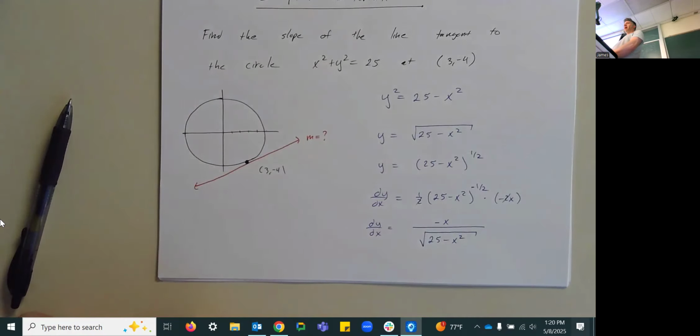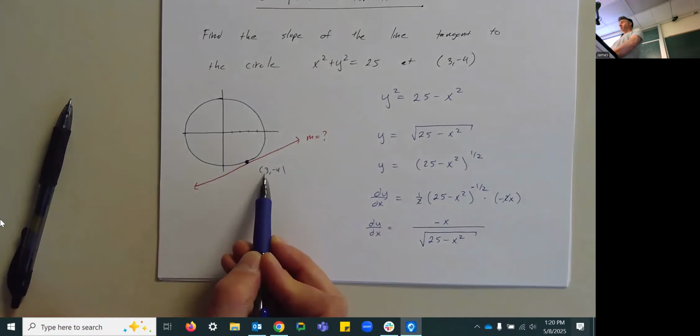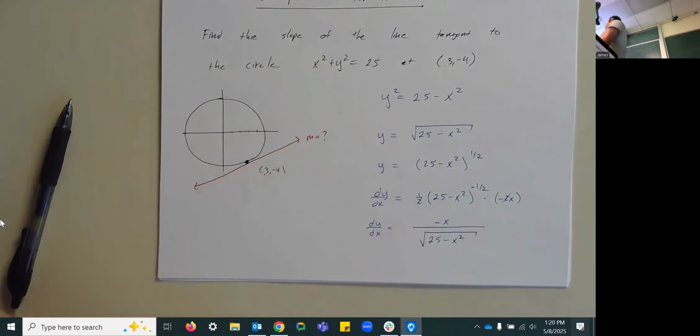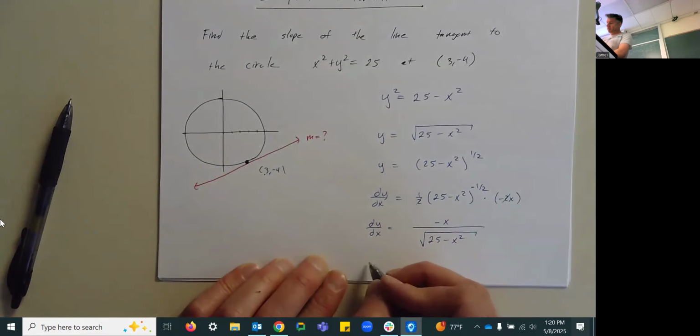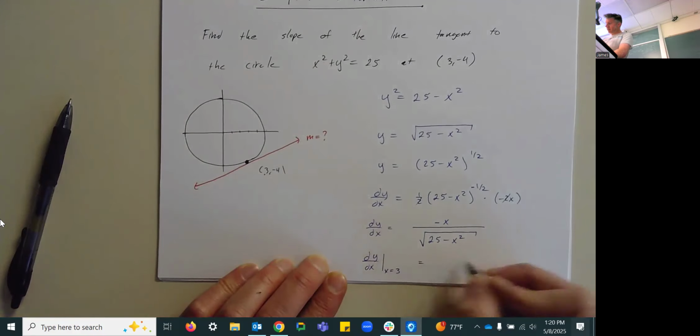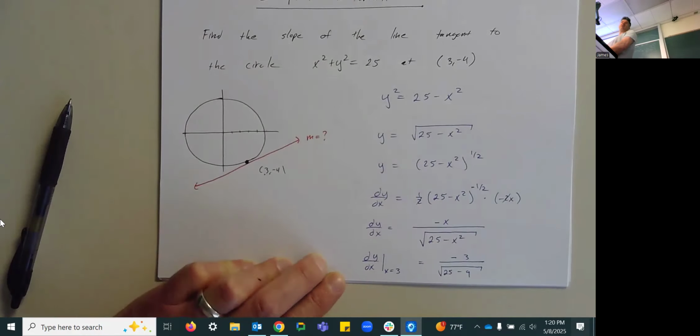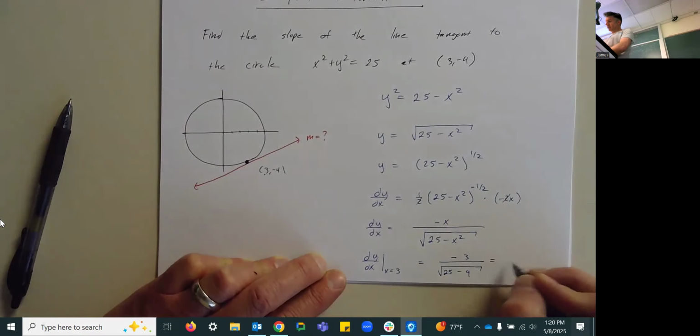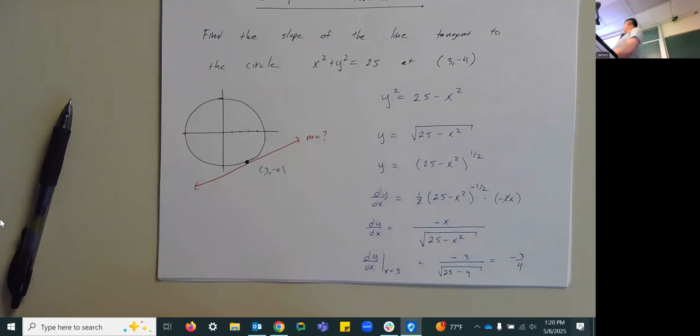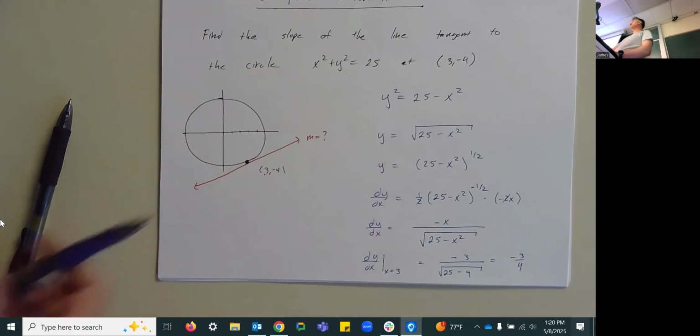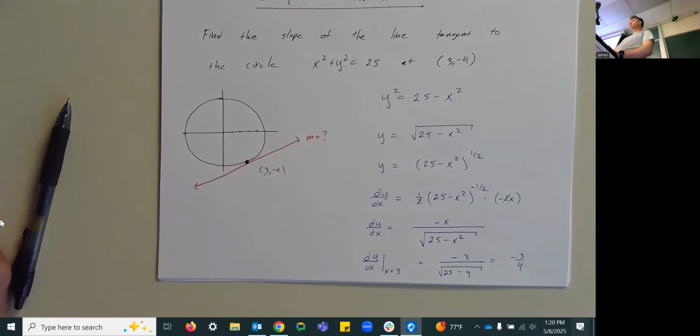And now if I plug in x equal to 3, because that's the x value at the point of tangency, I'm going to get the wrong answer. It's okay, we're going to fix it, but I want to point something out. If I plug in x equal to 3, I get -3 over the square root of 25 minus 3 squared. 25 minus 9 is 16. The square root of 16 is 4. So we get -3/4. Let me ask you, does our tangent line look like it has a negative slope? No, it doesn't. It very much looks like it has a positive slope.